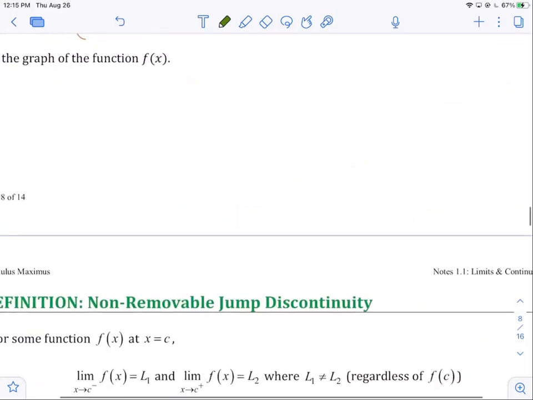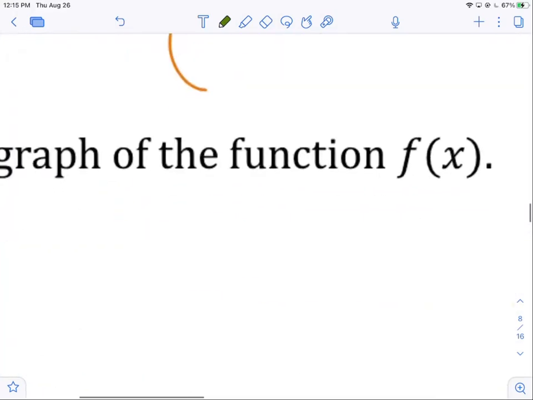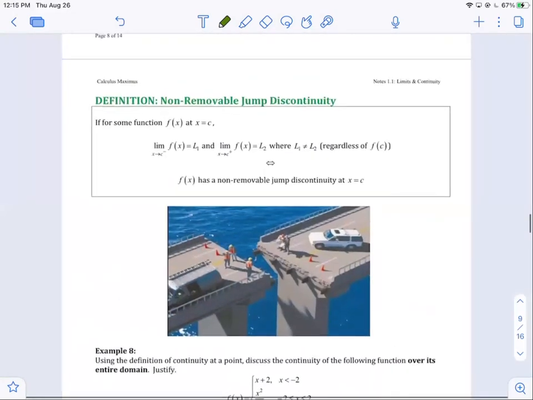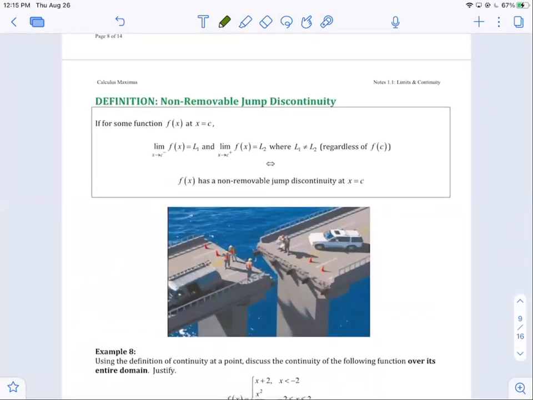So that gets us into the definition. Oh, it says the graph of f of x. Yeah, we kind of did that already. So here's the definition now in terms of a limit.